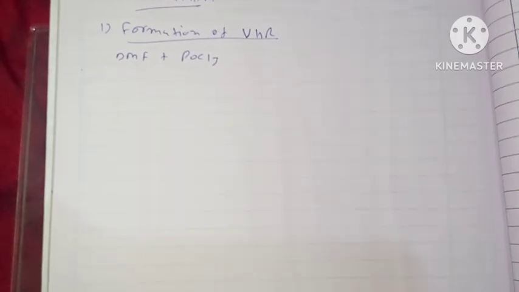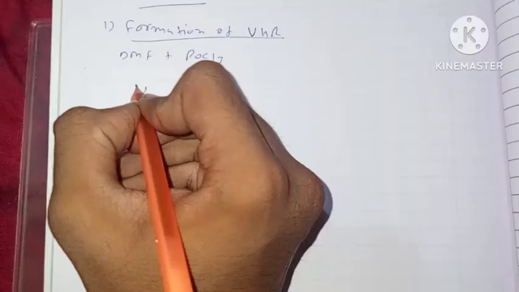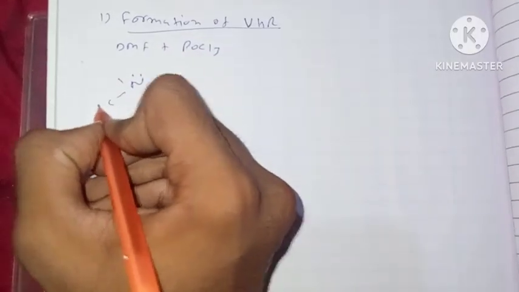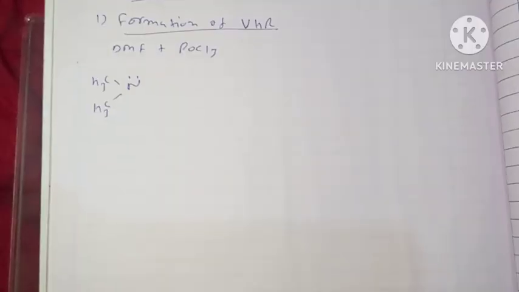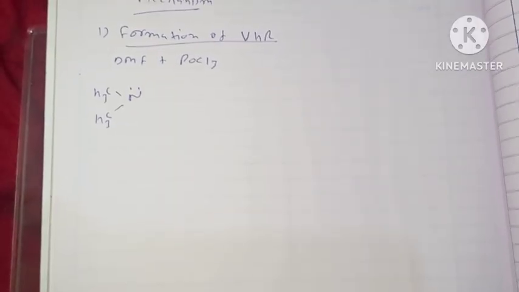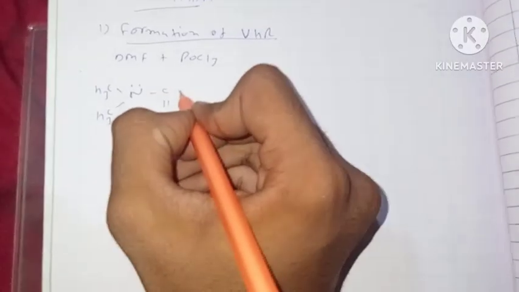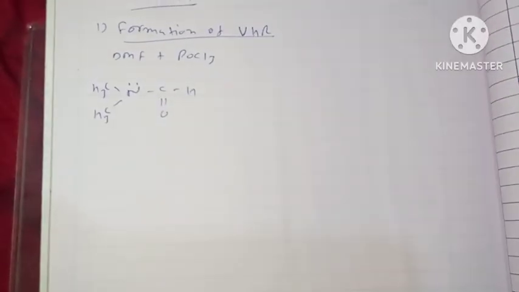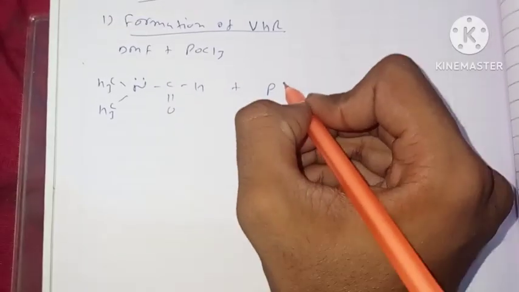DMF means N,N-dimethyl formamide, meaning nitrogen having a lone pair and two methyl groups, and formamide means an amide group with only one carbon. So that's how we draw the structure of N,N-dimethyl formamide. And then after that, POCl3.